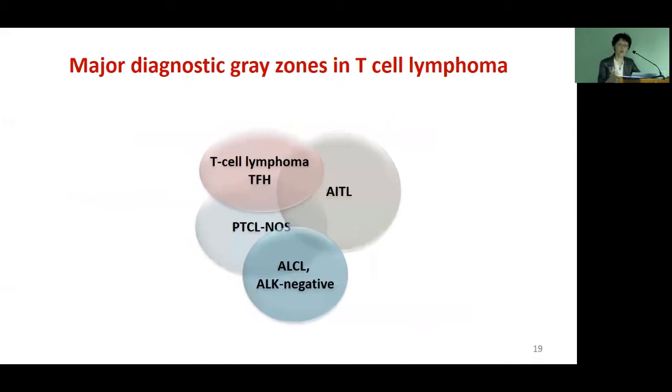So there has been a group of T-cell lymphomas that posed a diagnostic challenge, and it was understood that these might represent some gray zones of delineation. These are represented by angioimmunoblastic T-cell lymphoma, T-cell lymphomas that have the TFH phenotype, some T-cell lymphomas NOS, as well as a subset of ALK-negative ALCLs. And it had not been really clear, because of the lack of robust biomarkers, how these entities can be distinguished.